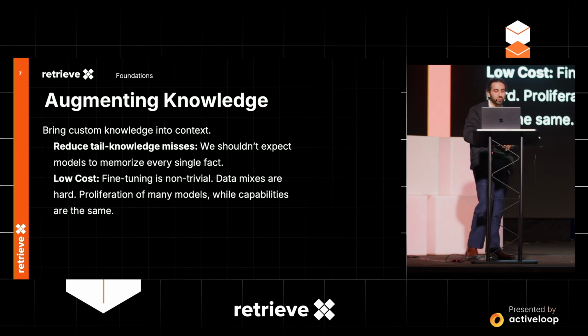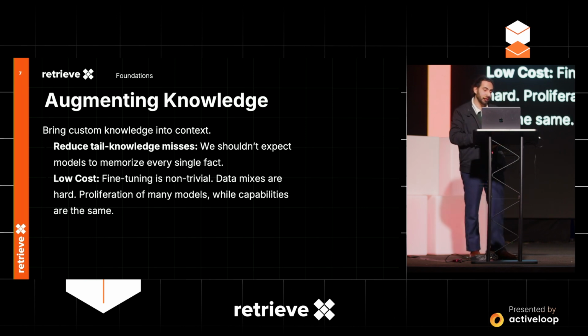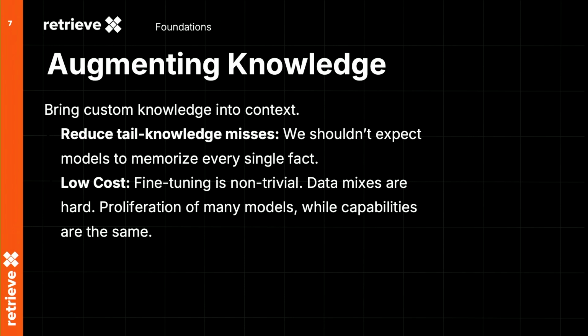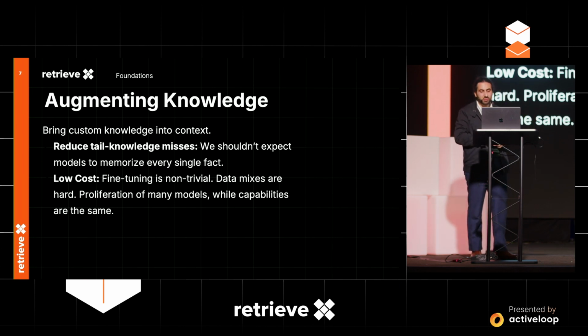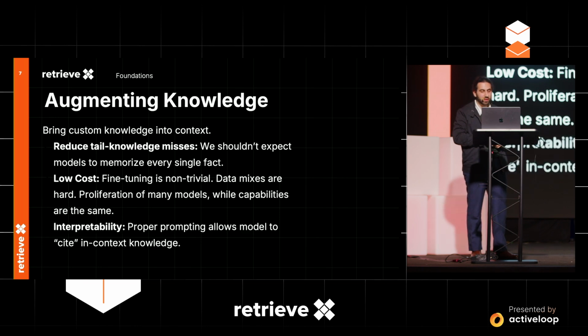You likely don't want to fine-tune a model for your specific private semantic knowledge database. It's non-trivial. Data mixes are hard. You don't want to have a company that's running thousands of fine-tuned models while the underlying capabilities of the models are exactly the same. And by the way, this was the case, right? Before there was ChatGPT, we were all fine-tuning BERT or RoBERTa or BART on a million different tasks, and we would actually productionize thousands of these models, and this logistically is just a big nightmare.